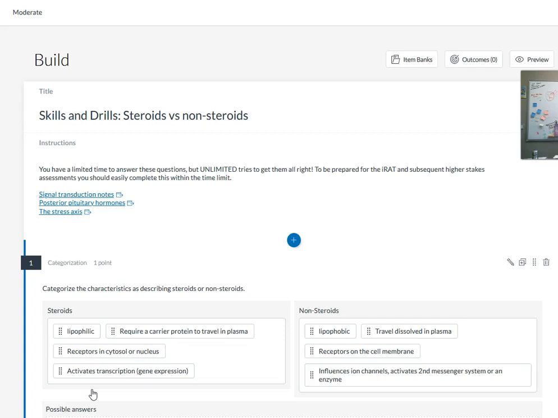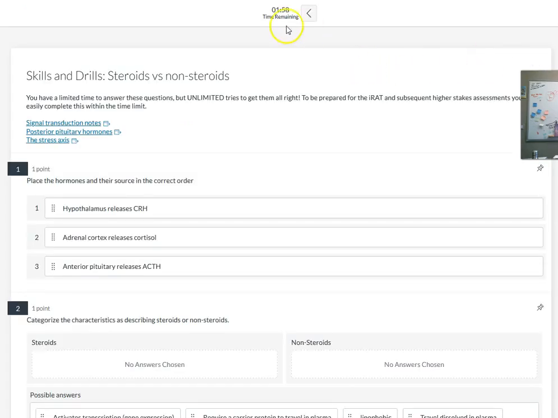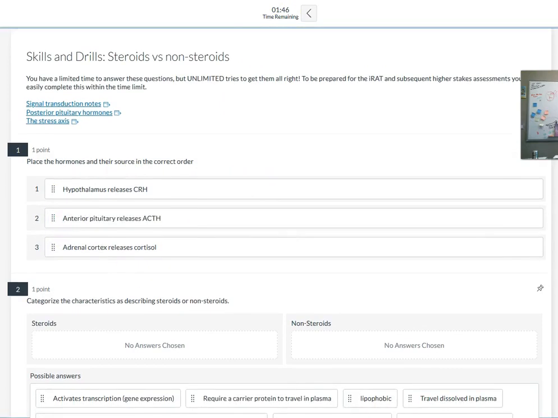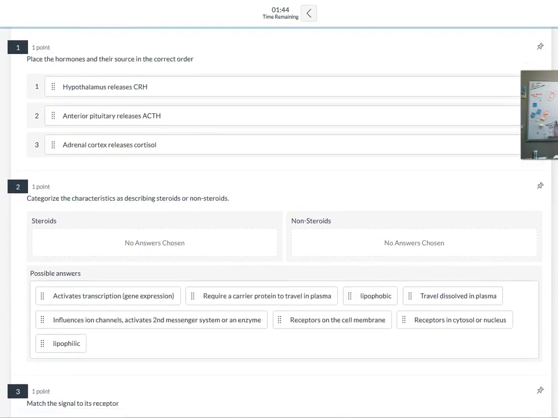So this is an example of one of them. So let me go into preview mode and I'll show you how it works. So the students have for this one 2 minutes, and you can see the time counting down at the top. This is one of the ordering questions, so they just have to put this process in the correct order, which is one that they need to know.